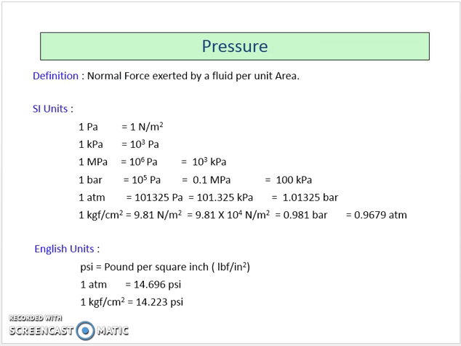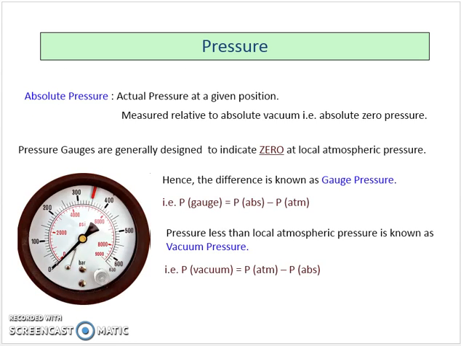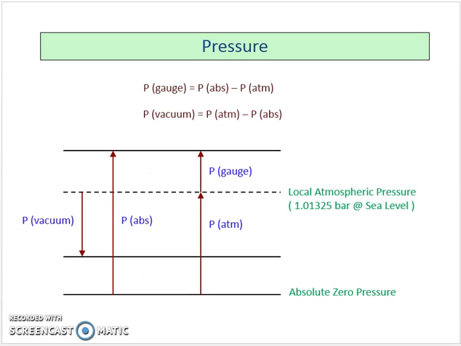The next important property in thermodynamics is pressure. It is defined as the normal force exerted by a fluid per unit area. This is denoted by the units Pascal, Newton per meter square, kilopascal, megapascal, bar, or atmospheric pressure. Absolute pressure is the actual pressure at a given position, measured relative to absolute vacuum, that is, absolute zero pressure. That figure clearly explains the various types of pressure such as vacuum, absolute, gauge, and atmospheric pressure.